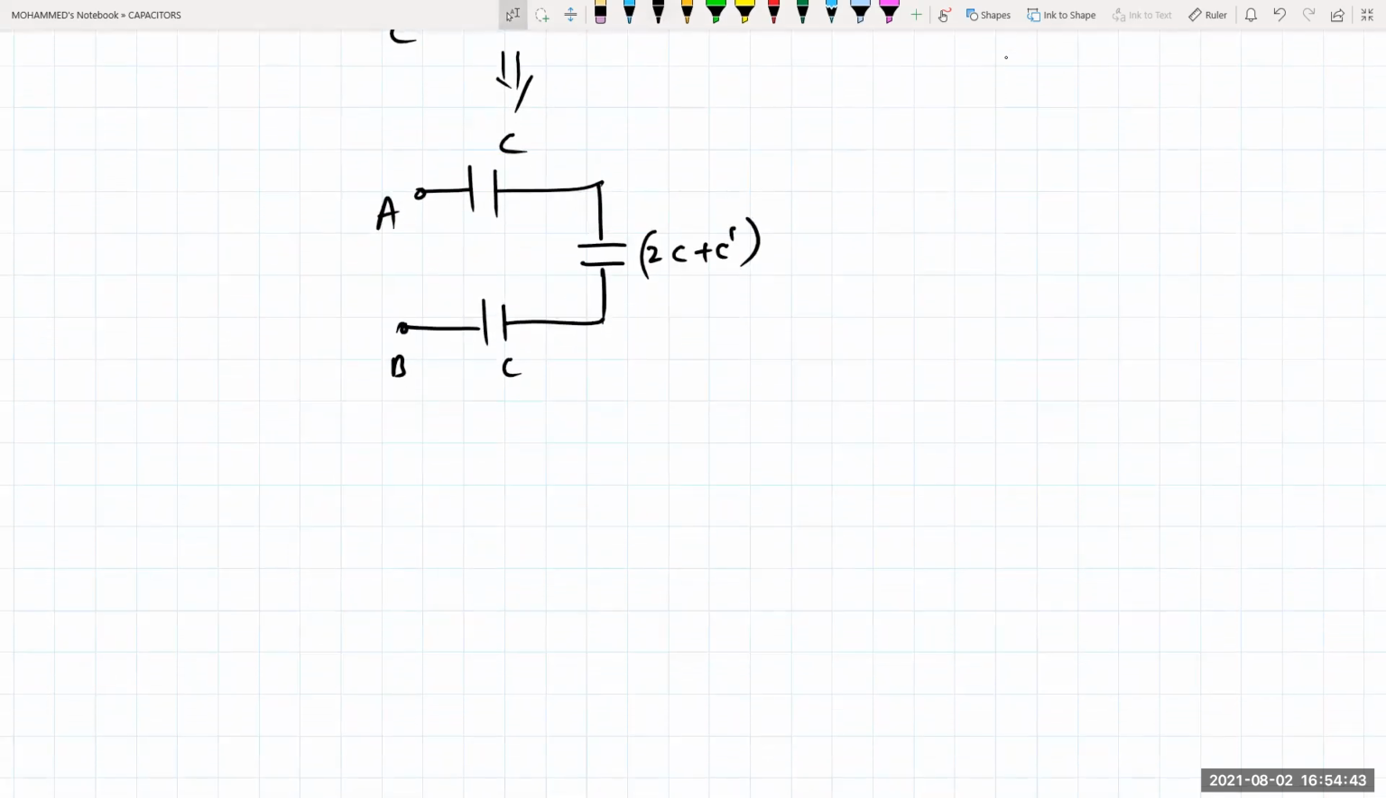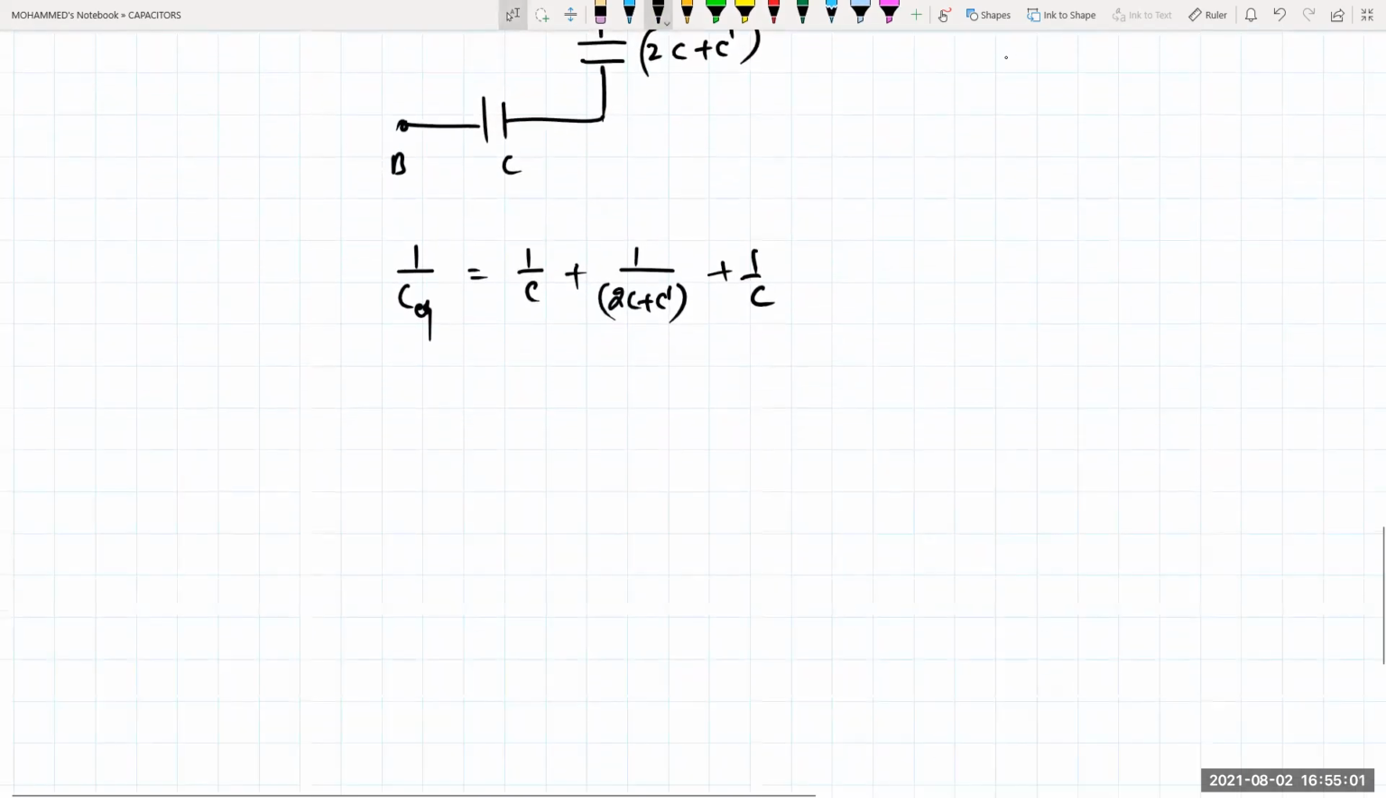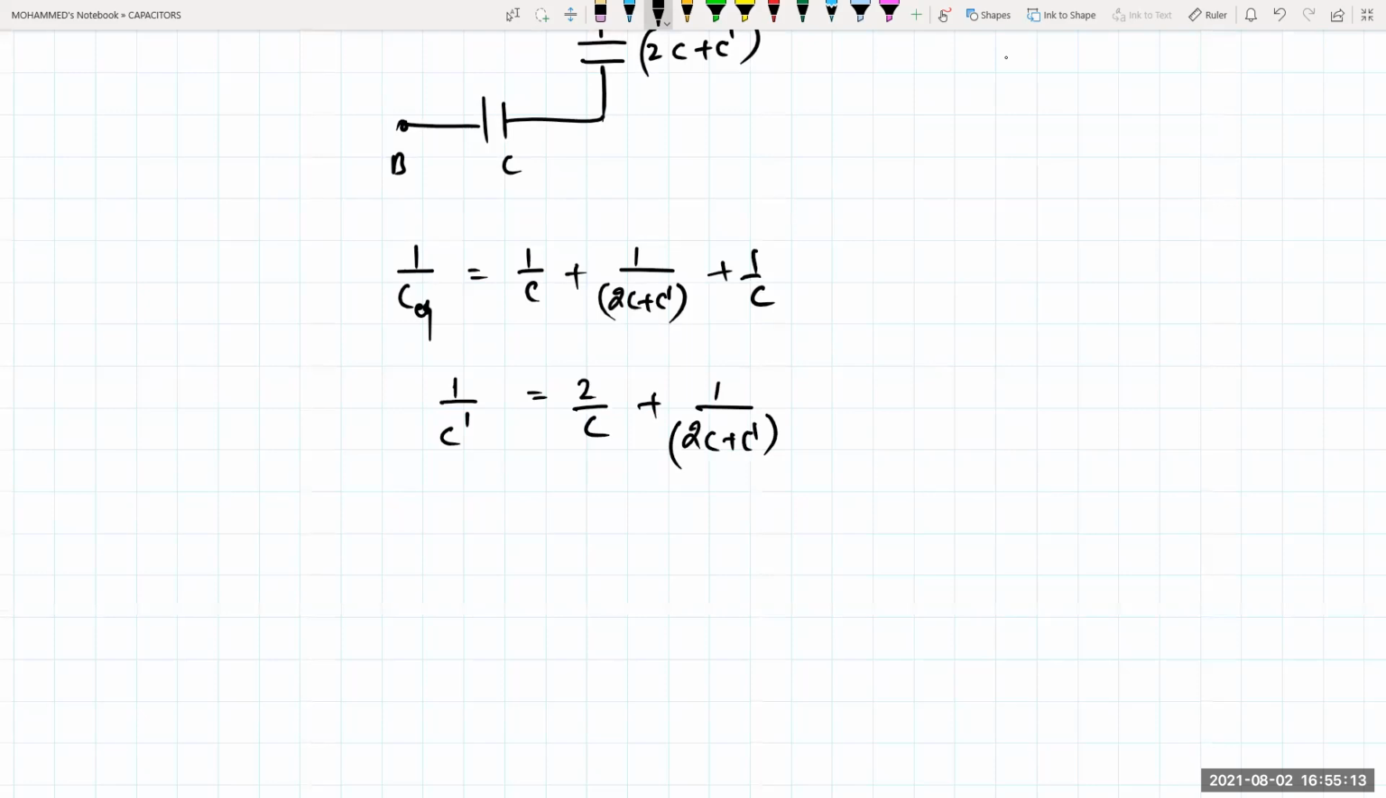Isn't it? All of them are in which combination? Series. All of them are in series. So 1 by C plus 1 by 2C plus C dash plus 1 by C. So this will become how much? 1 by C plus 1 by C means how much? 2 by C. Plus 1 by 2C plus C dash. This is 1 by C equivalent. C equivalent I'm also taking as C dash.